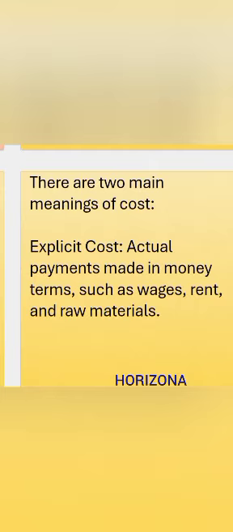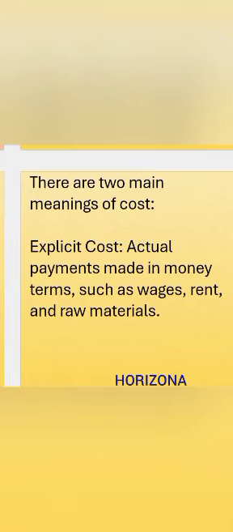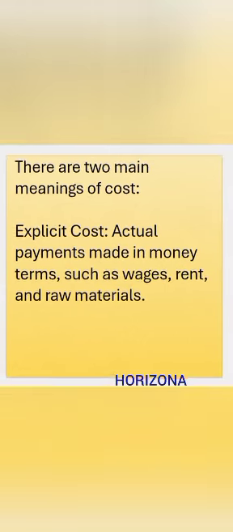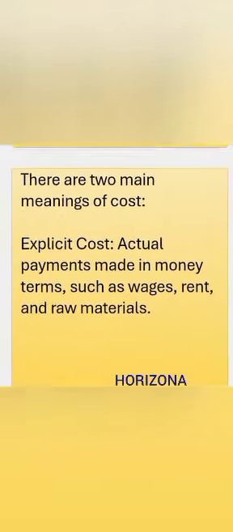There are two main meanings of cost. We can look at it in this form. One, we can talk about explicit cost. Also, we can talk about implicit cost. Explicit cost means the actual payments made in money terms, such as wages, rent, and raw materials.